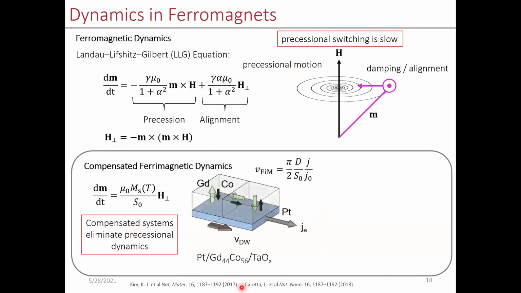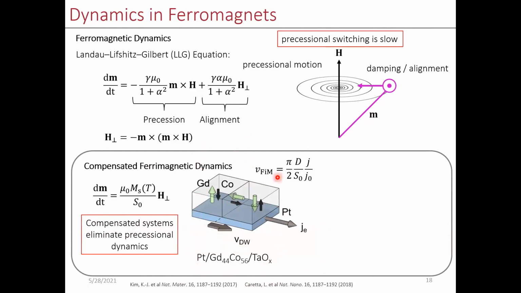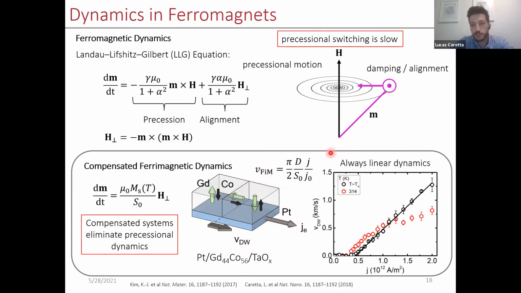Our group, as well as a few other groups, have shown this is possible in metallic rare earth transition metal systems, such as gadolinium cobalt, terbium cobalt, and some of those alloys. In particular, we experimentally showed how we can get rid of at least one of these negative effects seen in ferromagnets. Here I've plotted velocity as a function of current density. You can see when the system is perfectly compensated, you only get linear dynamics, and you can avoid this fundamental velocity plateau seen in ferromagnets.